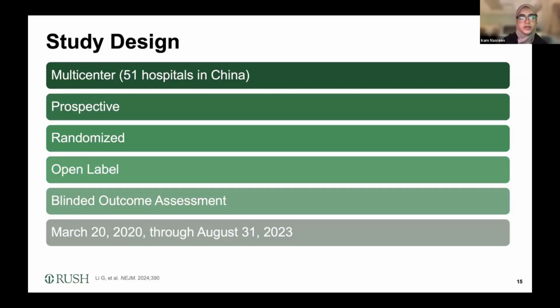It was a prospective, randomized, open-labeled, blinded outcome assessment, with blinded outcome assessment meaning that those evaluating the patients for the primary outcome at follow-up were not aware of what intervention group they were in. And this was completed between March 20, 2020 through August 31, 2023.